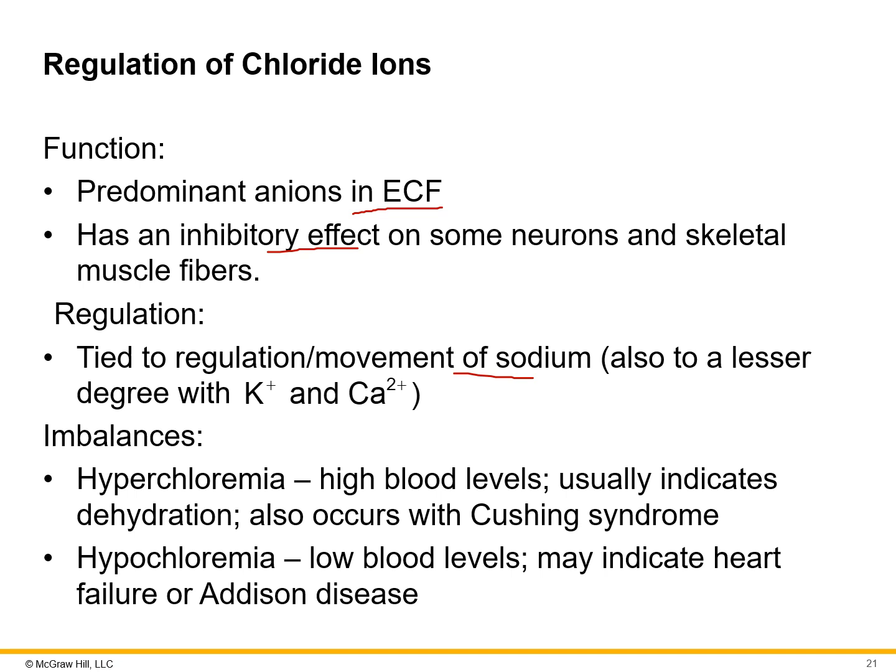So imbalances, same kind of terms. Hyperchloremia is high chloride levels. Again, this is going to indicate dehydration, meaning we don't have enough fluid, so now it's hypertonic on the outside. This also occurs with Cushing syndrome, which is whenever we have a hormone imbalance. And then hypochloremia, again, low levels. This can indicate heart failure and another hormonal condition called Addison's disease.